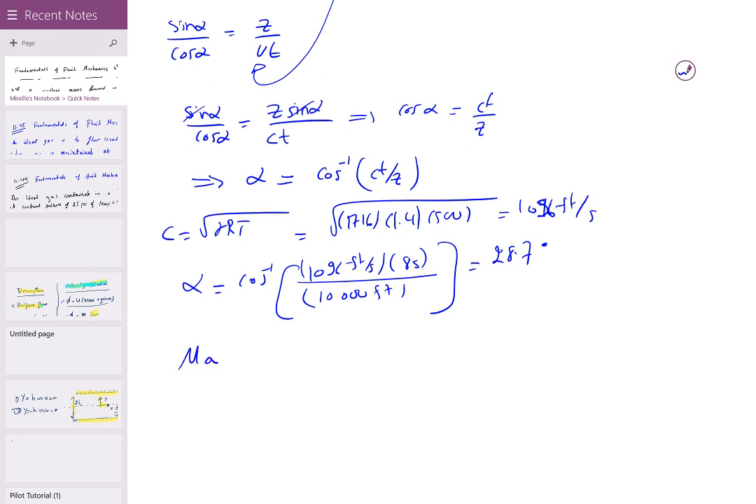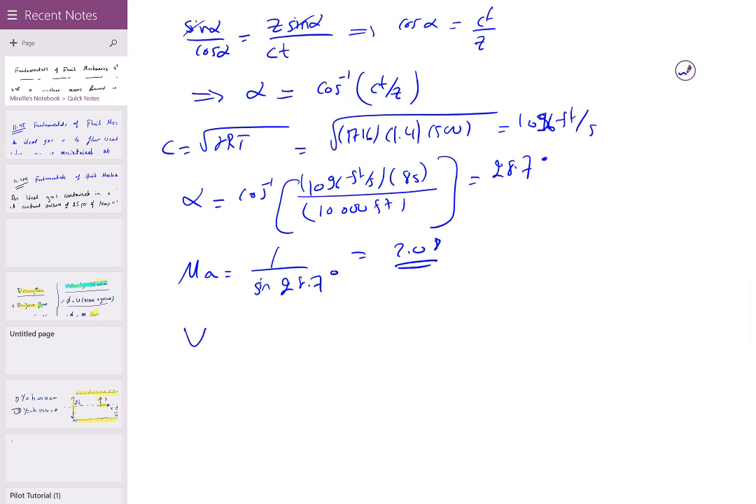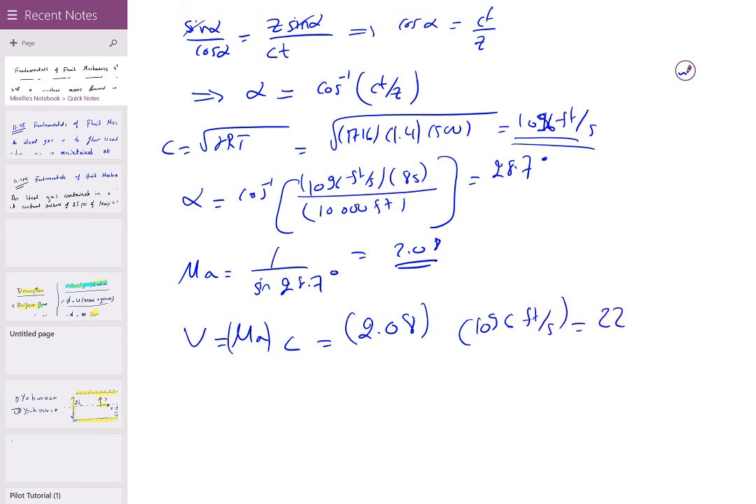Now I can get my Mach number, which is 1 over sine 28.7 degrees, so that's 2.08, and V equals Mach number times C. So my Mach number is 2.08 and my C is 1096 feet per second, so the velocity is 2280 feet per second.